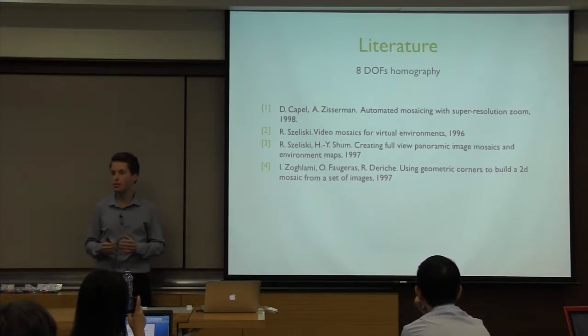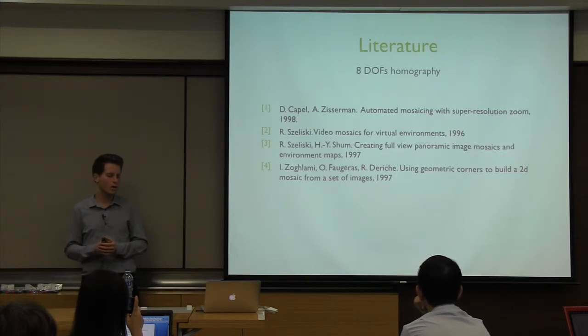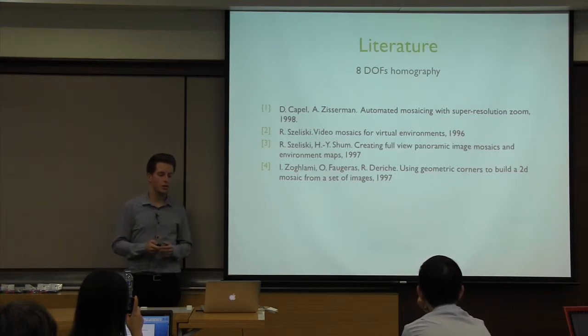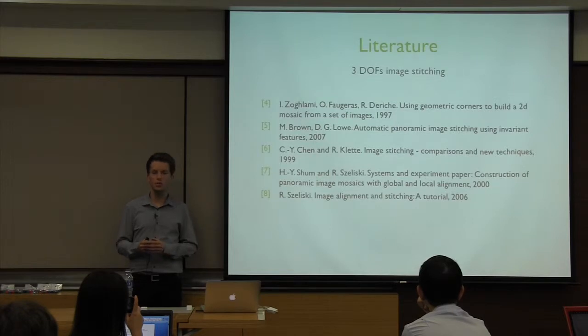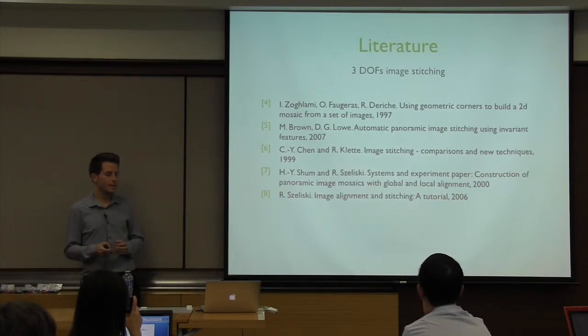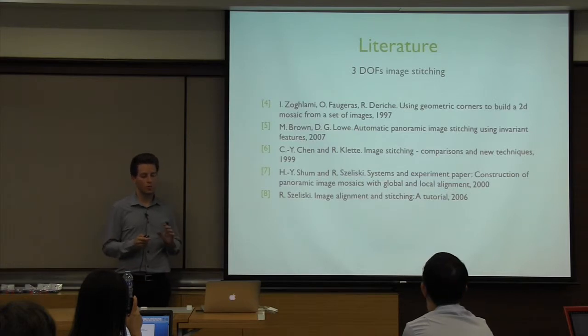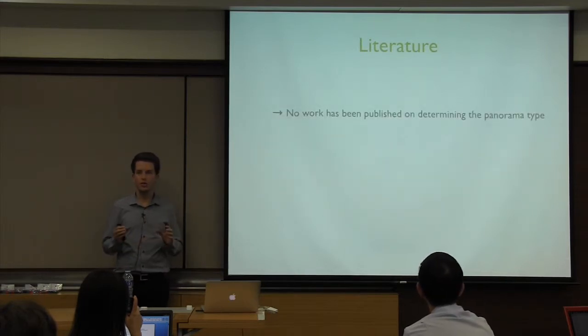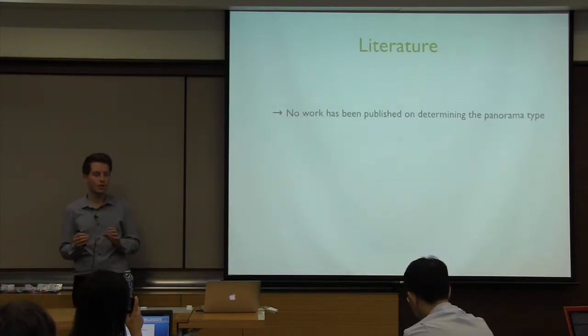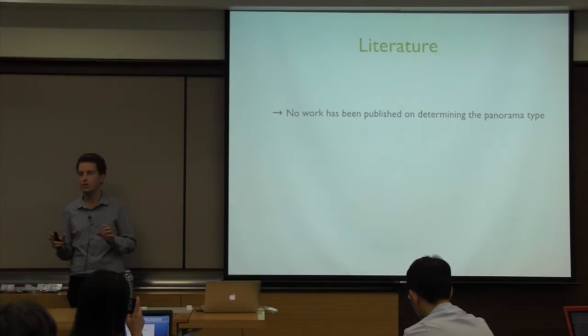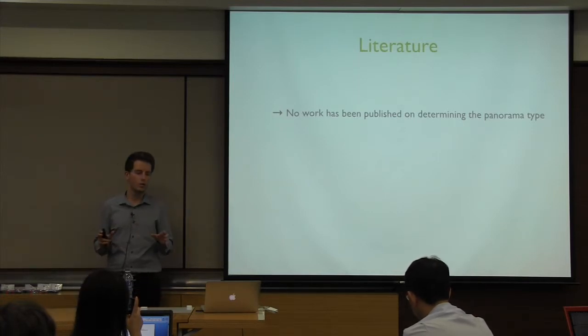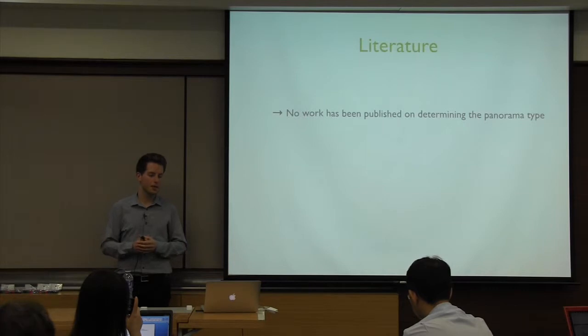It has been done many years ago, so this is not a very new topic. And also we have the rotational image stitching, which uses 3 degrees of freedom. It has also been looked at several years ago, but also recently some advances have been made. And the problem that we have is that there is no work so far that tells us how we can distinguish between these two types of panoramas, or how to know when to apply which type of panoramic stitching.